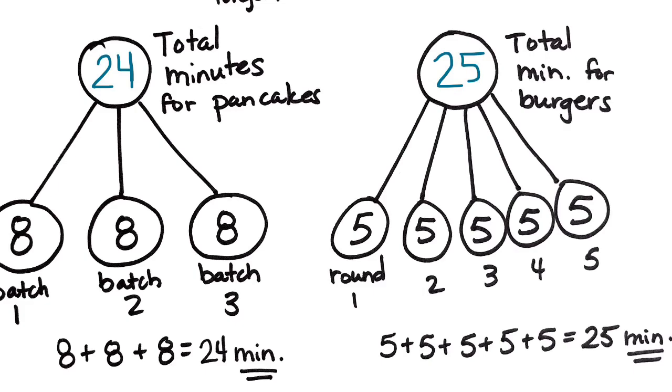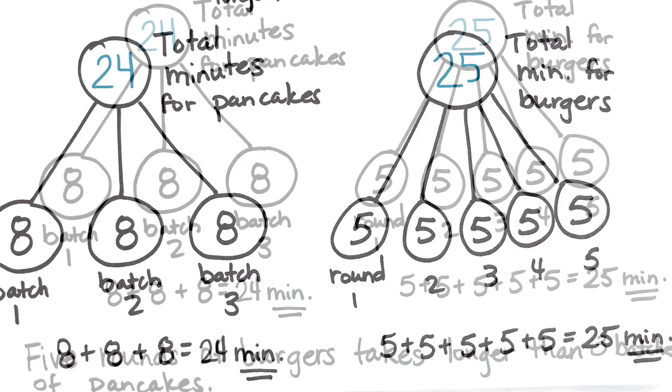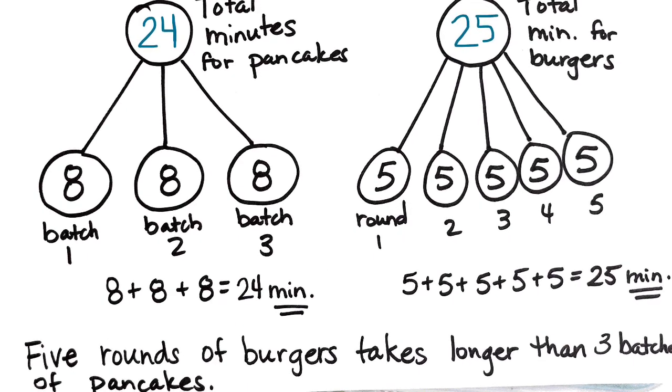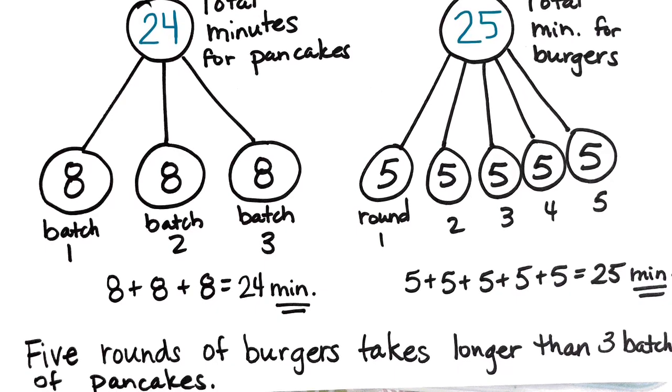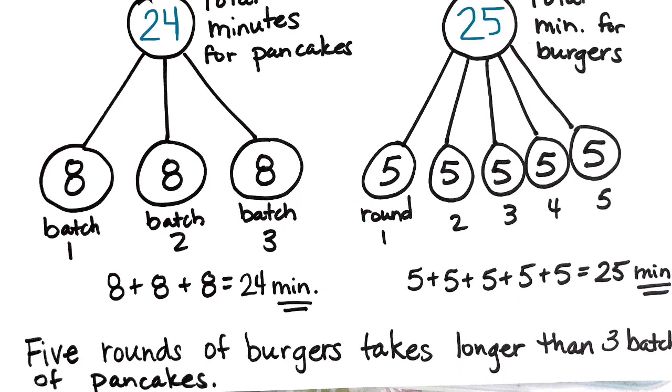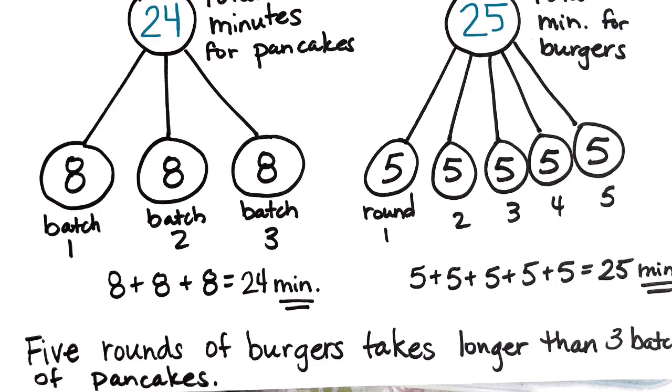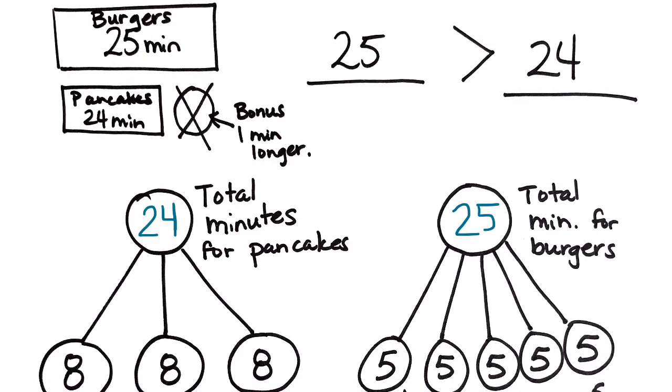So which one takes longer? You got it. The 5 rounds of burgers is going to take bonus 1 minute longer. So my complete sentence: 5 rounds of burgers takes longer than 3 batches of pancakes. Then I can go back and fill in my compare bars as well as my equation. 25 is greater than 24. So the burgers take longer than the pancakes. All right, sticking with food, we're on to cheese next.